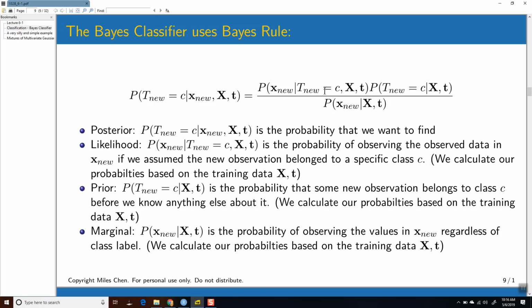The likelihood, the probability of x new given t new, is the probability of observing the data that we have in the vector x new. So this is our test case. We've got the measurements, and based on these measurements, we want to predict the class. And so this is the probability of getting these measurements if we assume the new observation belongs to this specific class C.